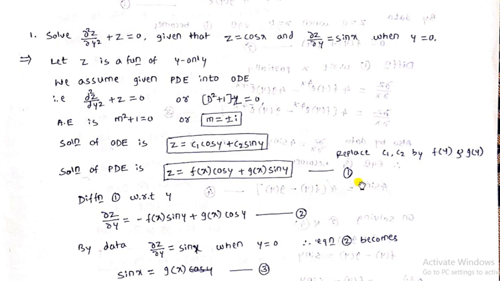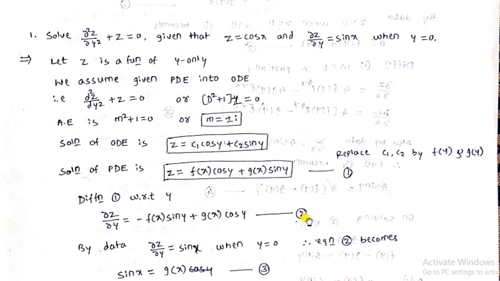Now we differentiate equation 1 again with respect to y. So ∂z/∂y equals the derivative of cos y, which is -sin y, times f(x), and the derivative of sin y, which is cos y, times g(x). Say this is equation number 2.